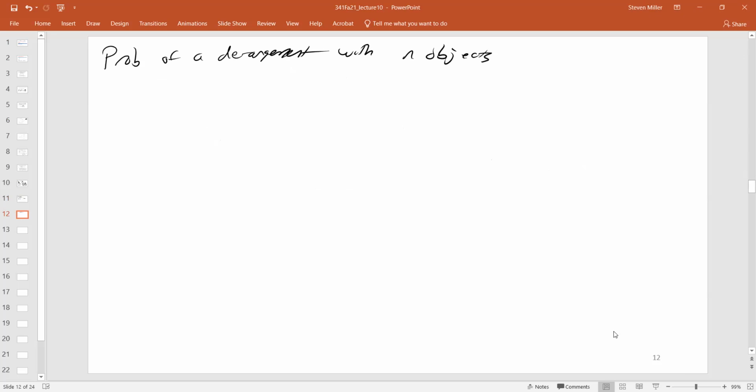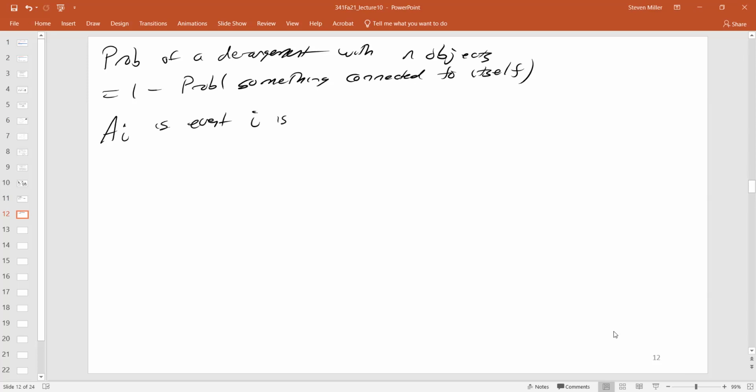So instead, it might be easier to calculate the probability that something is connected to itself and subtract. So this is just 1 minus the probability something is connected to itself. And now we could have really good events. So A_1, well, actually A_i is the event that i is connected to itself. What would A_ij be?